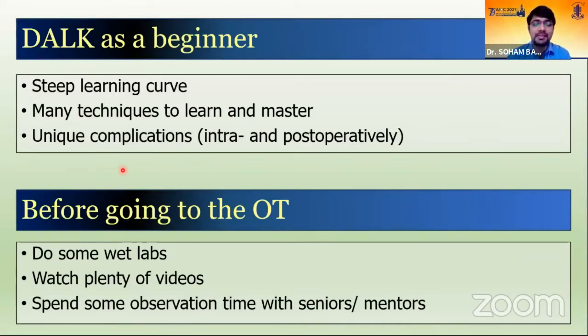So DALK, as a beginner surgeon, it's always intimidating because it has a steep learning curve, so many techniques to learn and master with some unique complications. So before going on to the OT, it's highly recommended that you do some wet labs, watch plenty of videos, and if possible, spend some time with some seniors or mentors who are already doing the surgery.